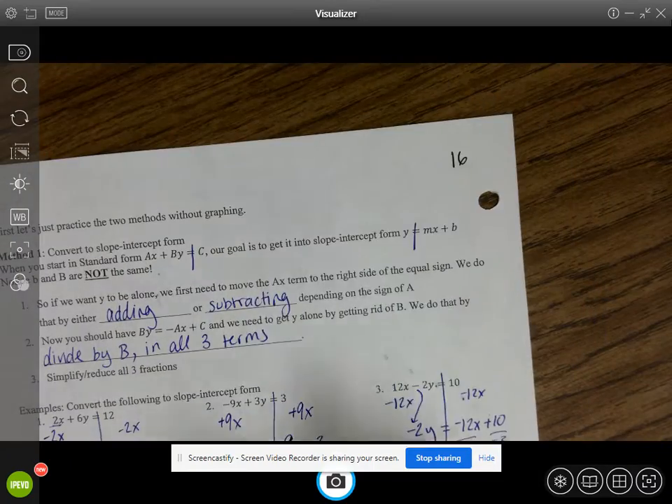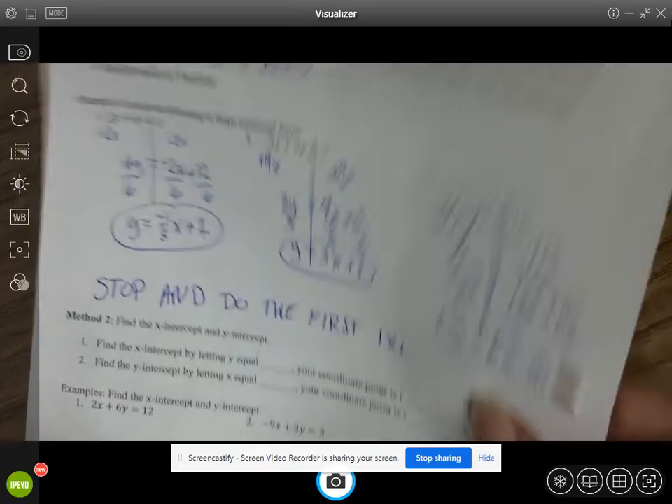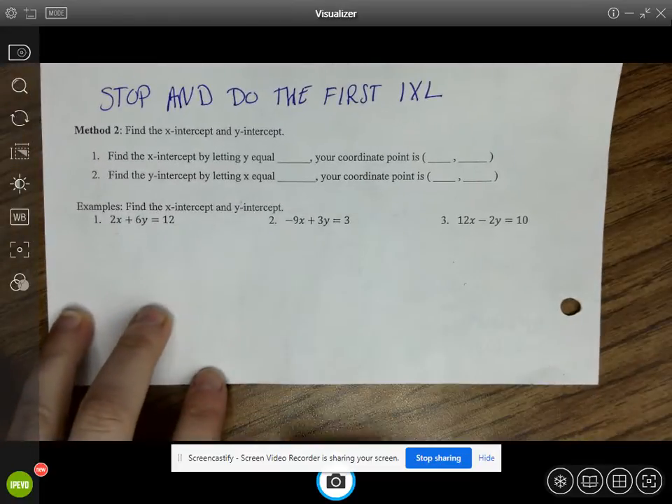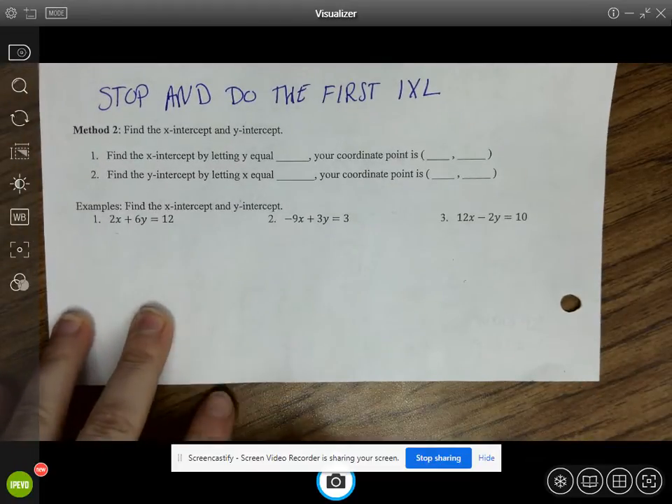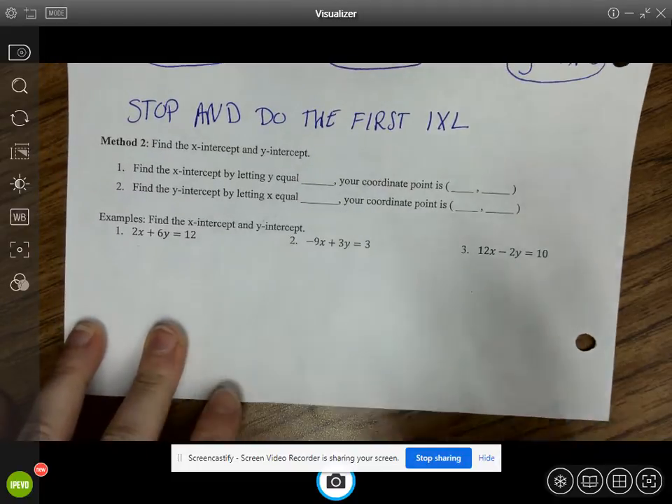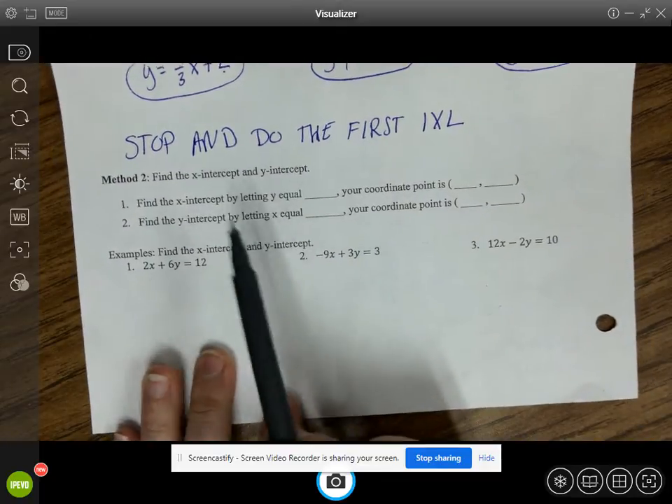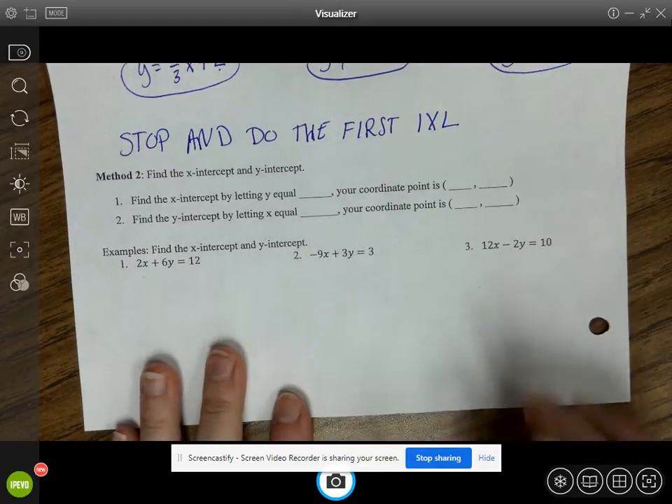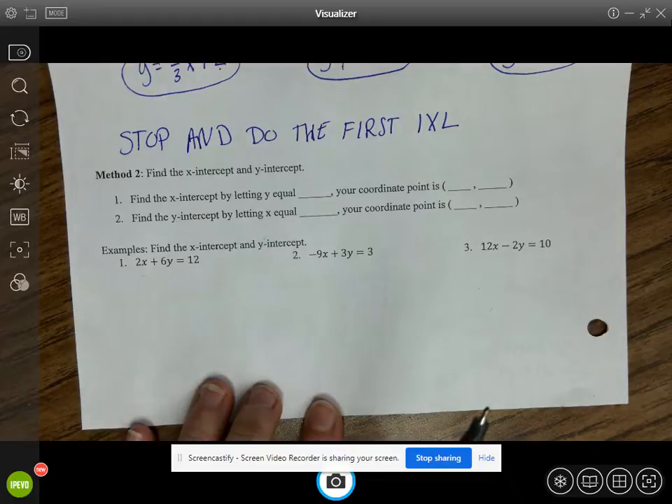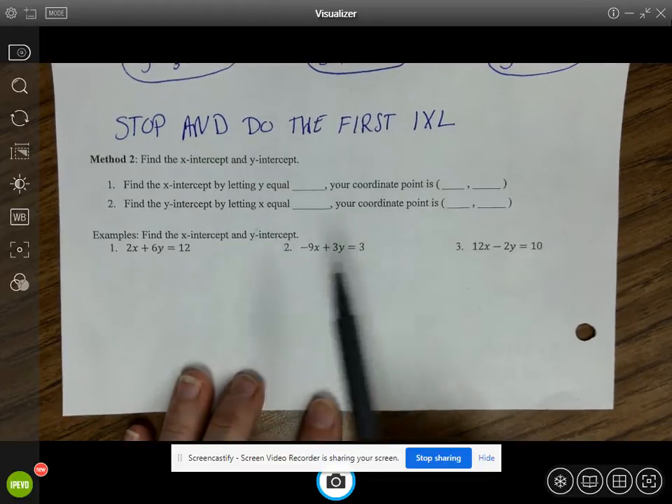All right, we are on page 16 again, finishing up the bottom part here. So in method 1, we talked about how to convert from standard to slope-intercept form. And now we're going to do our method 2, which is finding your x and y intercepts. And then I will show you how to then graph using both methods.